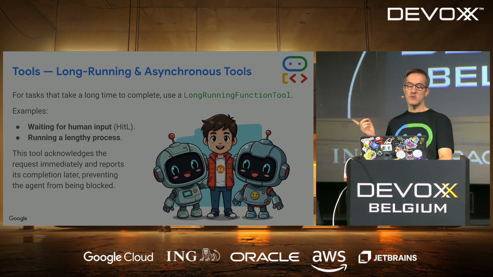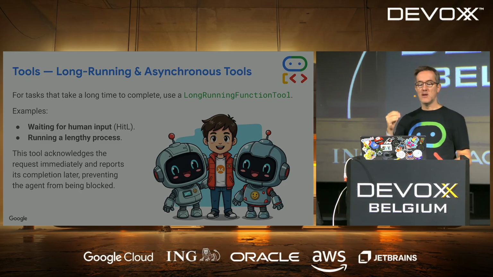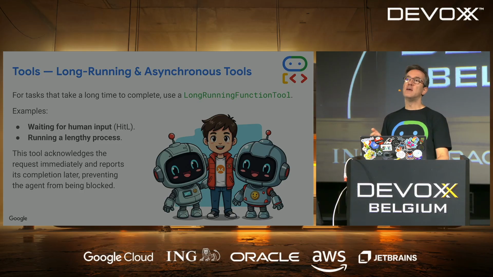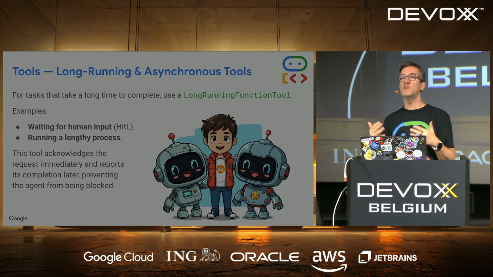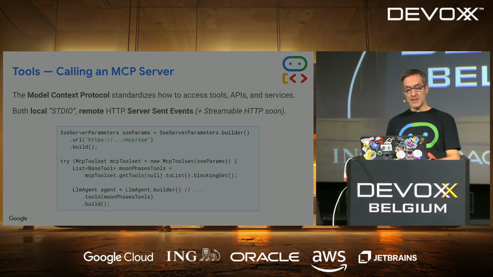The other interesting use case for that tool is for implementing human in the loop. That is, if you need a user's confirmation or a request for extra input parameters, etc., you can use long-running function tools for that purpose. Let's have a look at MCP servers.